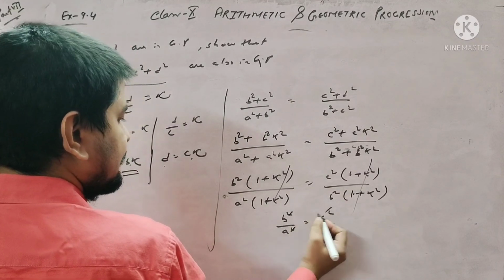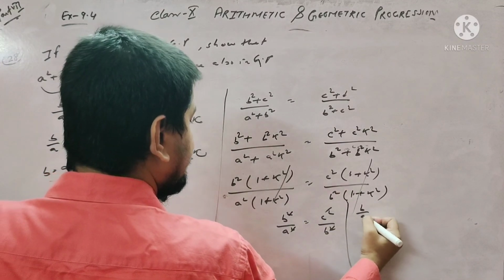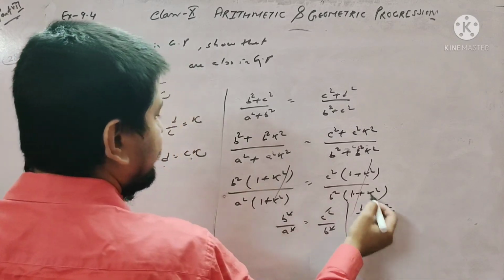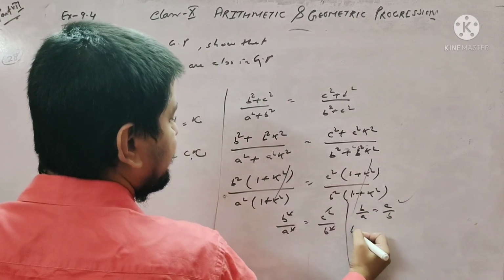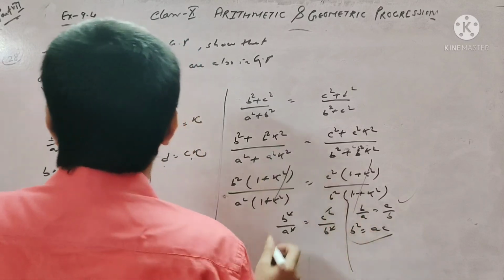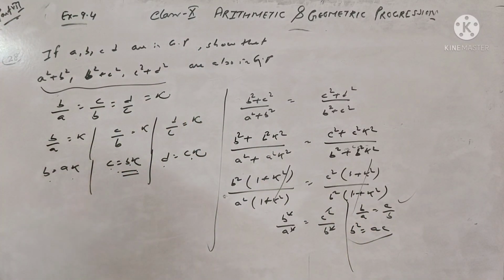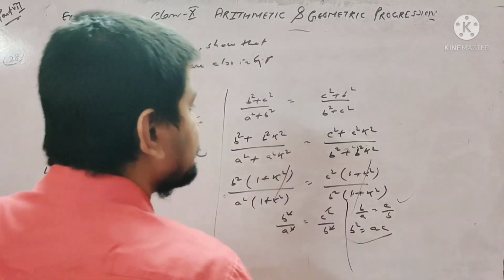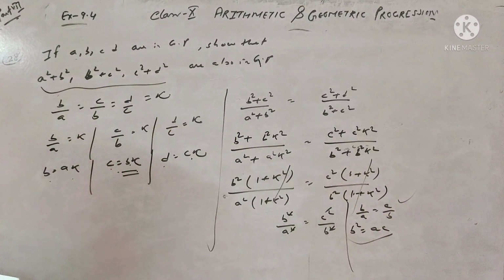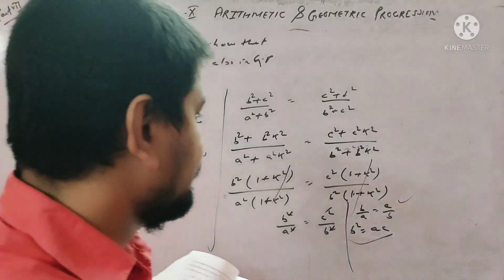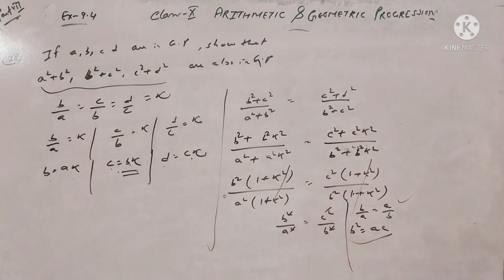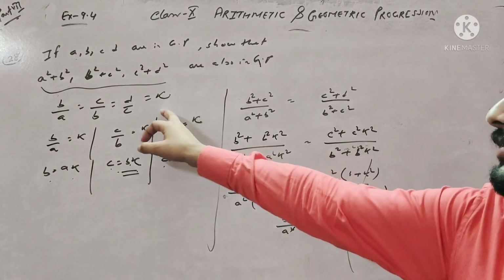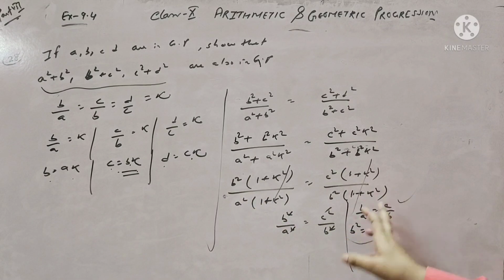What do we get here? We get b by a equals c by b, and you know that b by a, c by b means b square equals ac. What is the GP? We know that the common ratios are equal, so b square equals ac. That means this portion is also in GP. Note. And it is proved here that b by a equals c by b, so this one is equal.